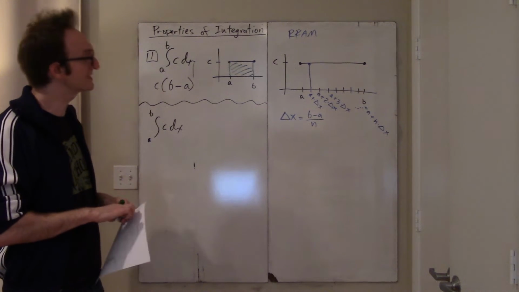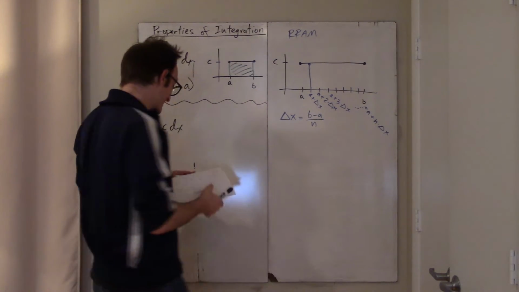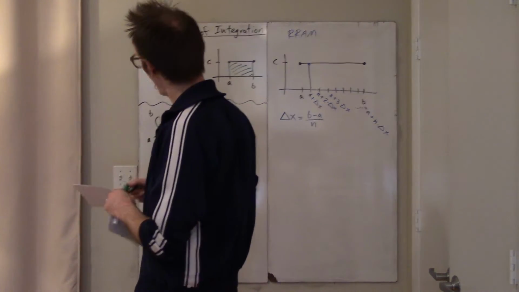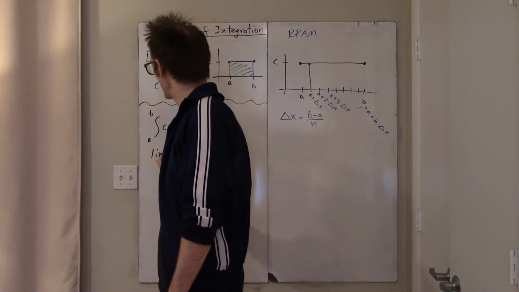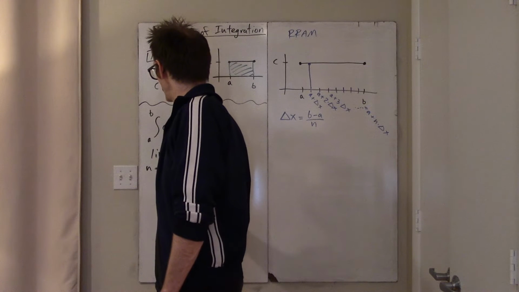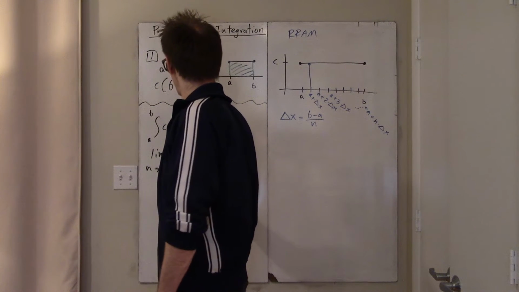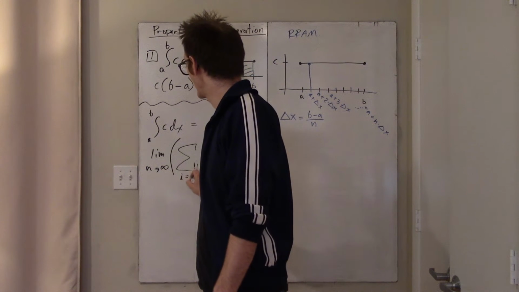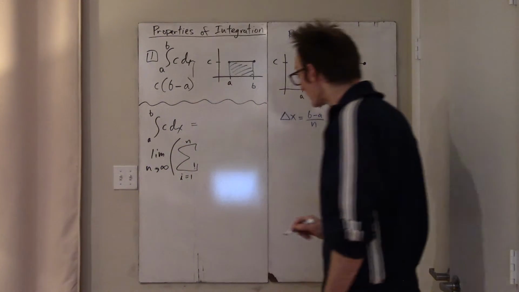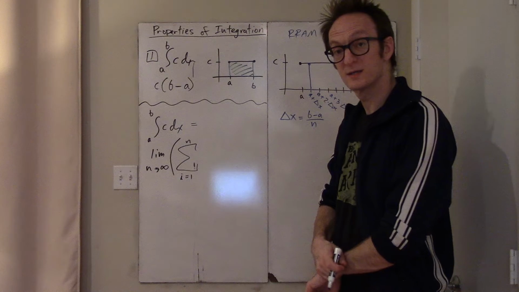What's the point of all this? The point of all this is that I can just lean directly on the definition of the integral. What is the integral? It's supposedly the limit as n goes to infinity of some Riemann sum. What Riemann sum? The sum from i equals 1 to n of, what am I supposed to be adding up?